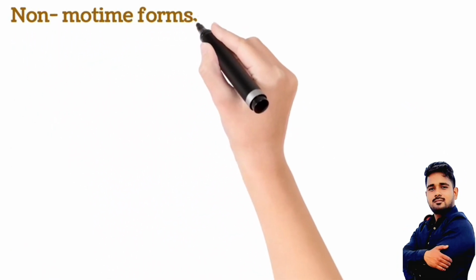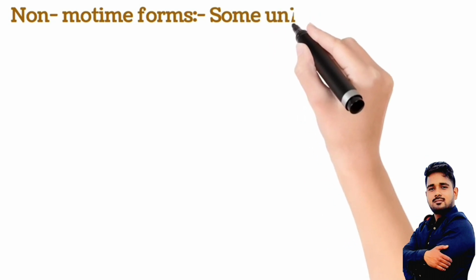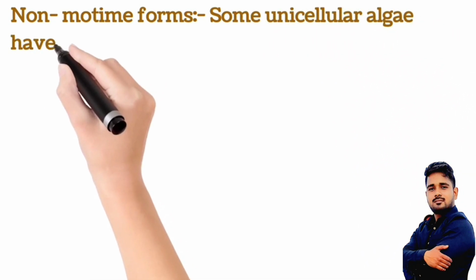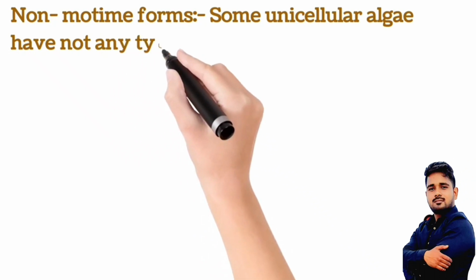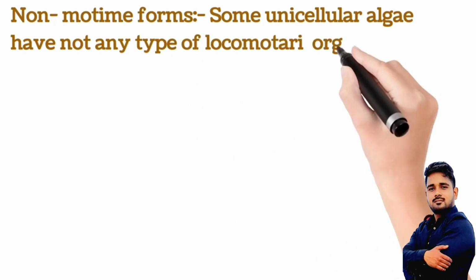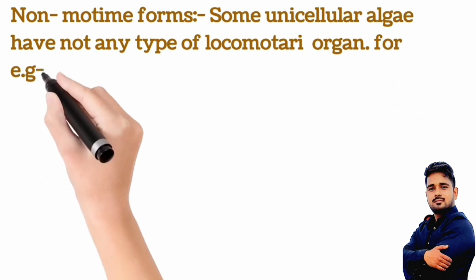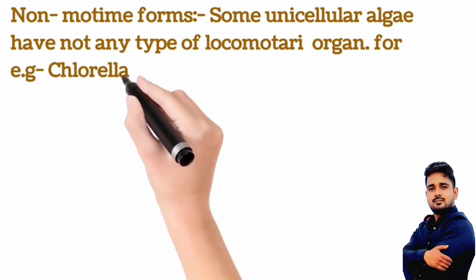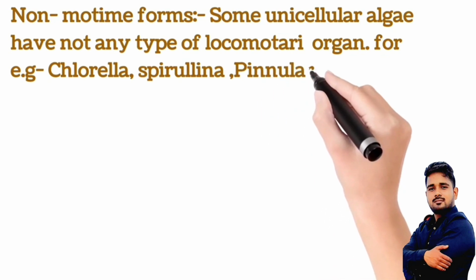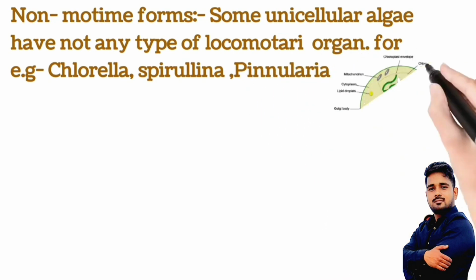Non-motile forms. Some unicellular algae do not have any type of locomotory organ. For example, Chlorella, Spirulina, Pinnularia.